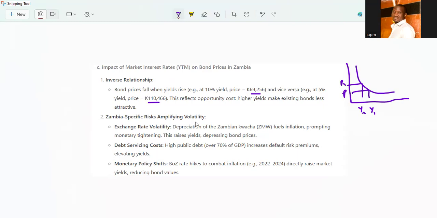Zambian specific risk volatility, you can explain that in terms of exchange rate volatility. So the depreciation of the Zambian kwacha will fuel inflation and prompt monetary tightening through the Bank of Zambia. Also, debt servicing costs. So these are just theories, in the notes which I sent already. So we're done with our first session on the bonds.